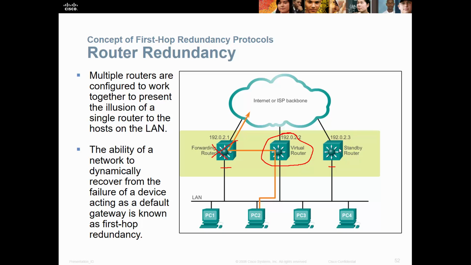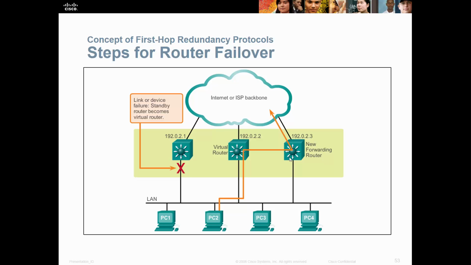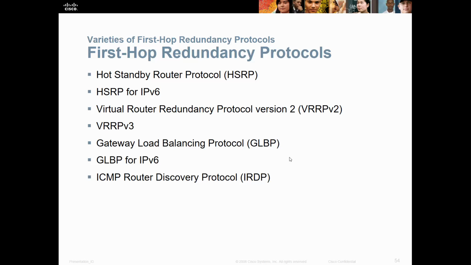If this router goes down, the standby router will go active and take over control of that virtual IP. That way, we're always sending data to our virtual IP, which will be that default gateway. Thus, there should always be a path out. We already talked about that link failure, thus it failing over to the new forwarding router or the new active router. First hop protocols: HSRP, Virtual Router Redundancy Protocol, or Gateway Load Balancing Protocol, GLBP.